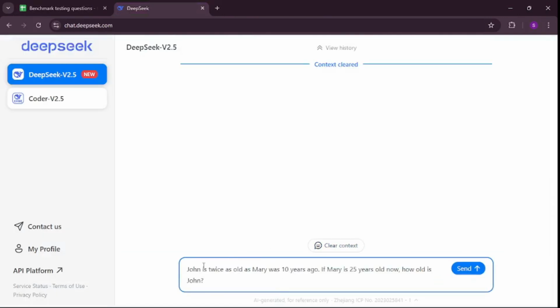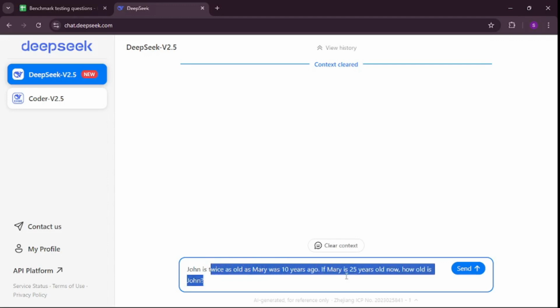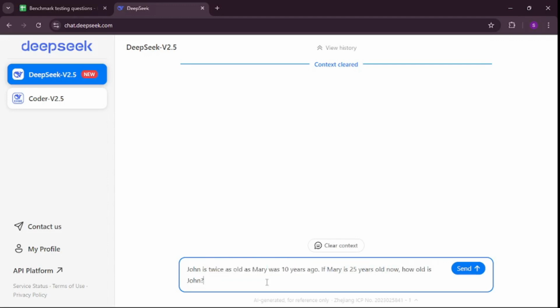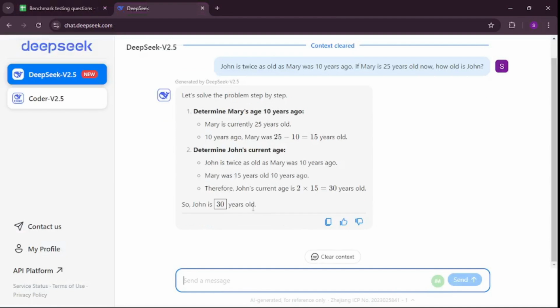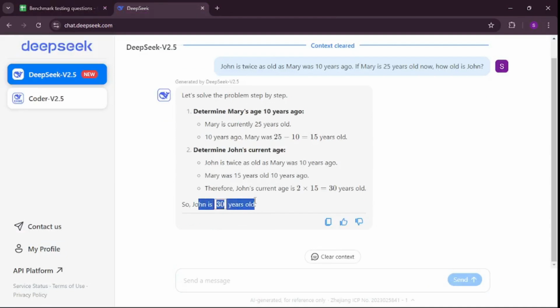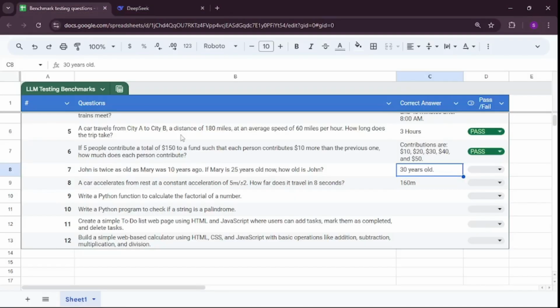It's about John, who is twice as old as Mary was 10 years ago. If Mary is 25 years old now, how old is John? So it's a word problem. Let's go and check out the result. The result should be 30 years old, but let's see. And yep, it did produce 30 years old right here. Let's go and mark that as a pass again.